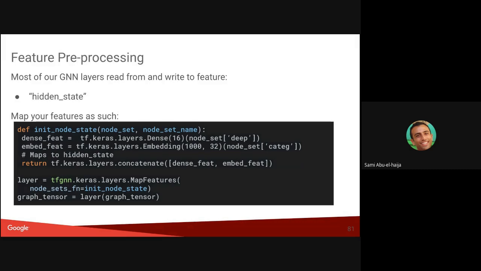Here you can see an example for a callback to initialize the node sets. It applies a linear transformation for one of the features, and for another categorical feature, it learns an embedding, concatenates them, and returns the tensor back. So the return value from map features layer callback functions can be just a tensor or a dictionary of tensors. When the callback returns just a tensor value, it will be mapped to the feature named hidden state. This is the default feature name TF-GNN layers read from and write to.